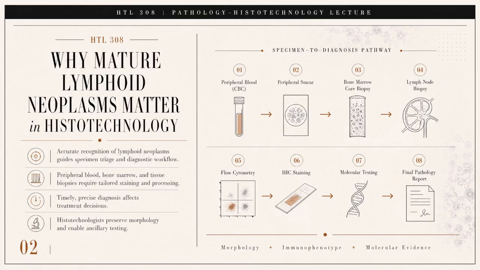Ultimately, mature lymphoid neoplasms exemplify the intersection of pathology, histology, and laboratory science where your role is indispensable. Your meticulous attention to specimen triage, fixation, staining, and ancillary testing preparation directly impacts the pathologist's ability to render a precise diagnosis, which in turn guides patient management. As we proceed, the assigned readings and learning objectives will deepen your understanding of these diseases and reinforce the critical contributions you make in the clinical laboratory setting.